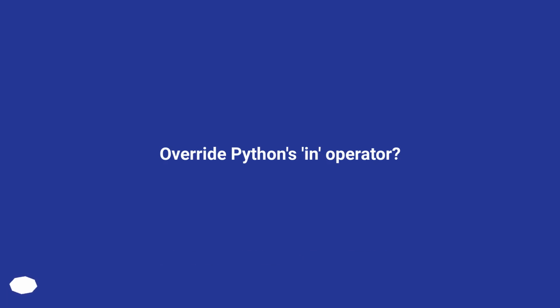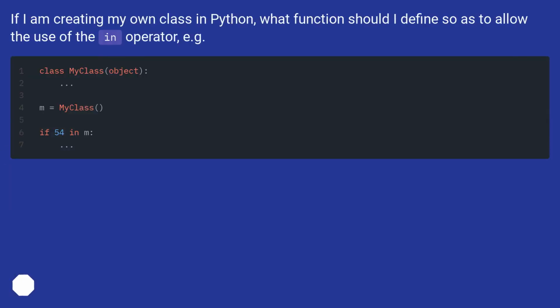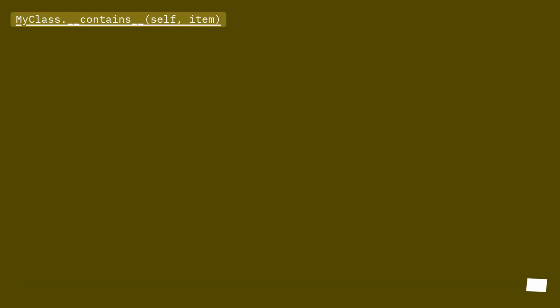Override Python's in operator. If I am creating my own class in Python, what function should I define so as to allow the use of the in operator, for example? My class: def __contains__(self, item).